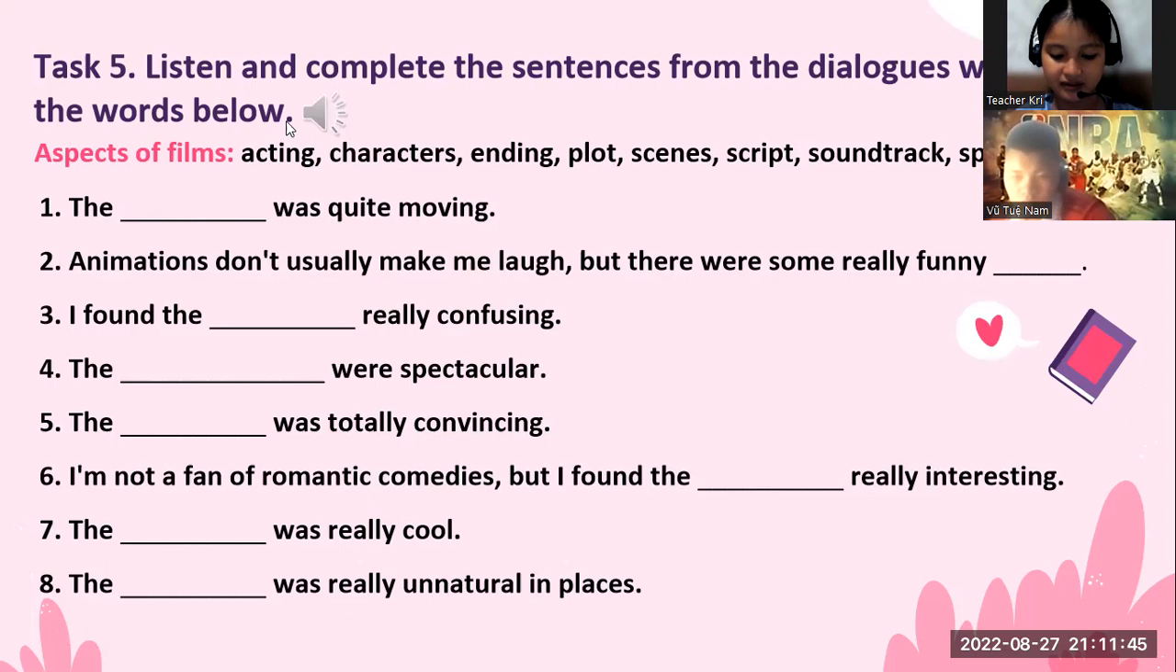1. What did you think of that? It was okay. The ending was quite moving. I know. I was crying at an animated film. How embarrassing. Me too. Oh well. Animations don't usually make me laugh, but there were some really funny scenes. Yes, like the one on the boat. I loved that. So did I.